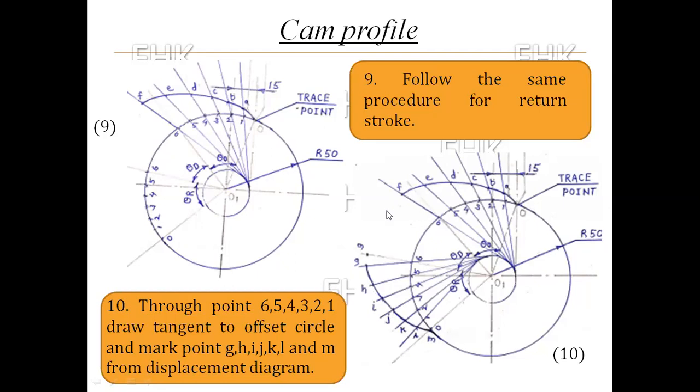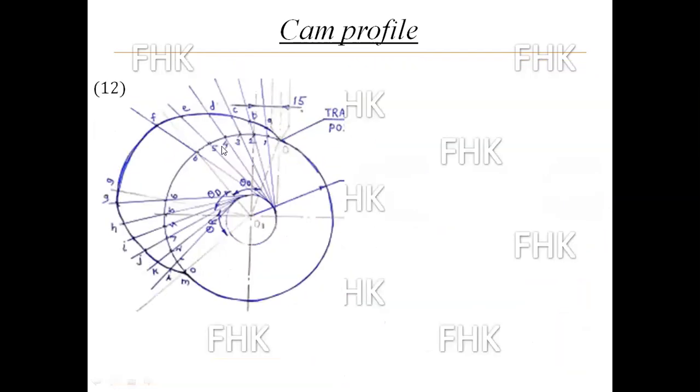Now the remaining part is the dwell period. As the dwell period is a stationary period of the follower, join the F point and G point directly. In the next slide, you can see that F and G are directly joined here, and you will get the final curve, the cam profile, like this.